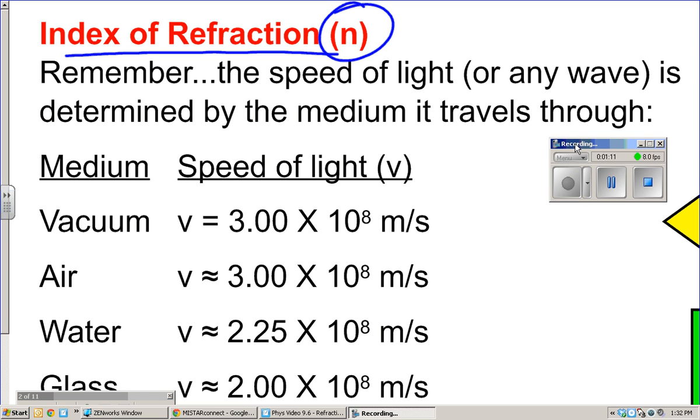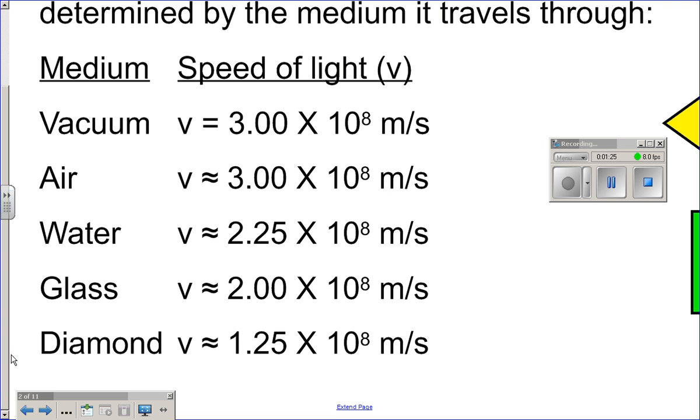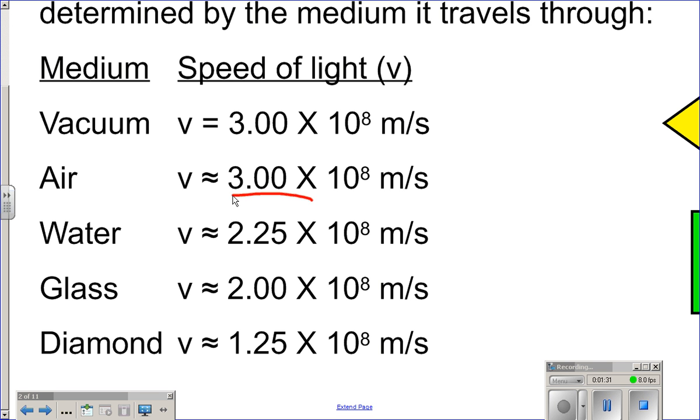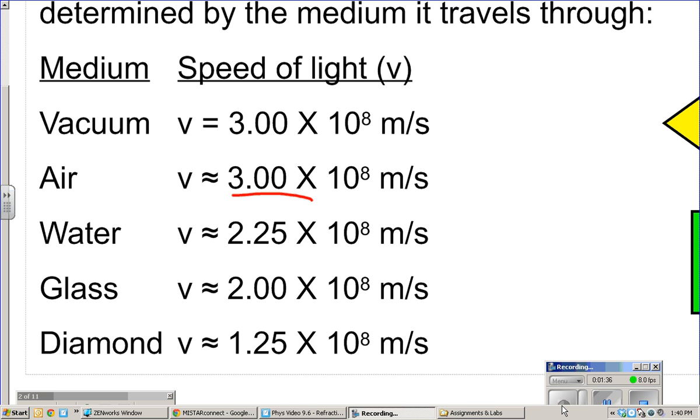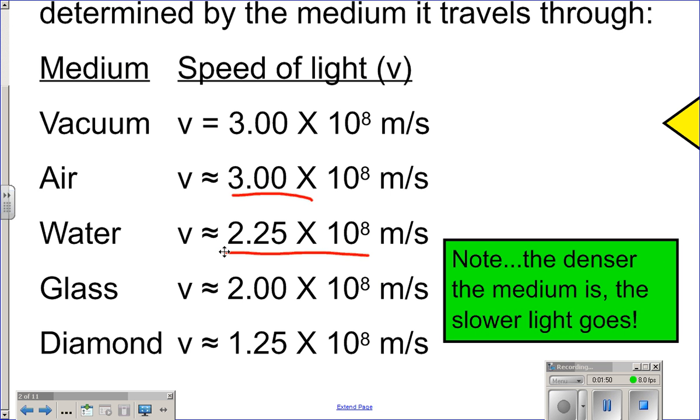So here's the deal with index of refraction. Before we get into it, you need to remember that the speed of light, or really any wave, is determined by the medium that it travels through. All right, so the speed of light in a vacuum is 3 times 10 to the 8th meters a second. The speed of light in air is basically the same thing. It's a teeny bit less, technically, but so close that you can treat it as the same thing. The speed of light in water is 2.25 times 10 to the 8th. And what you should notice is the denser the medium is, the slower the light goes.